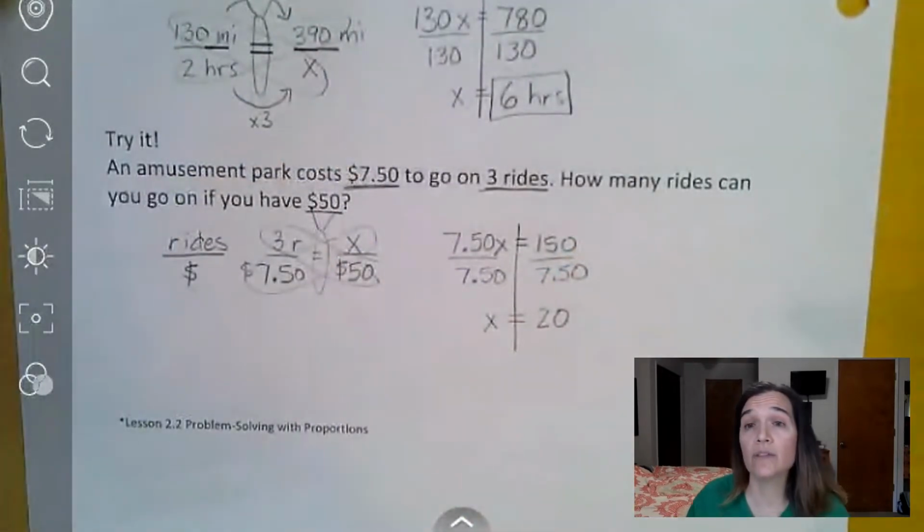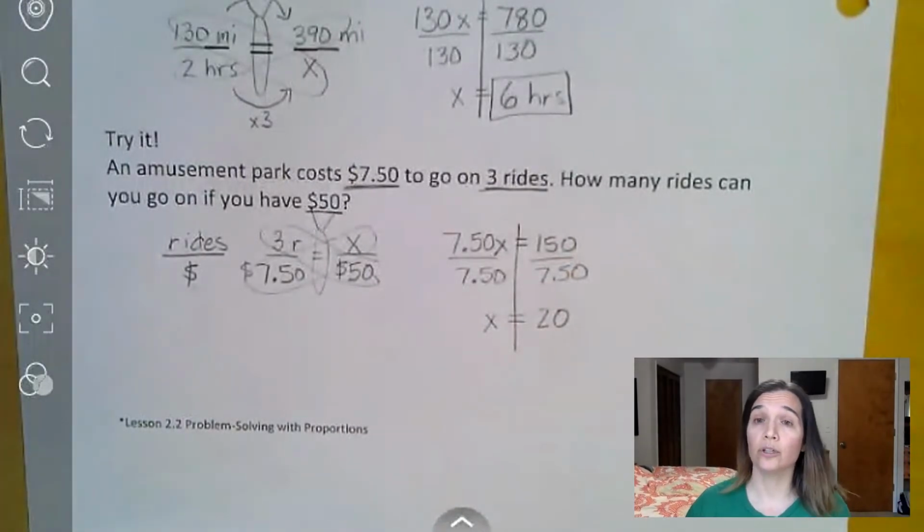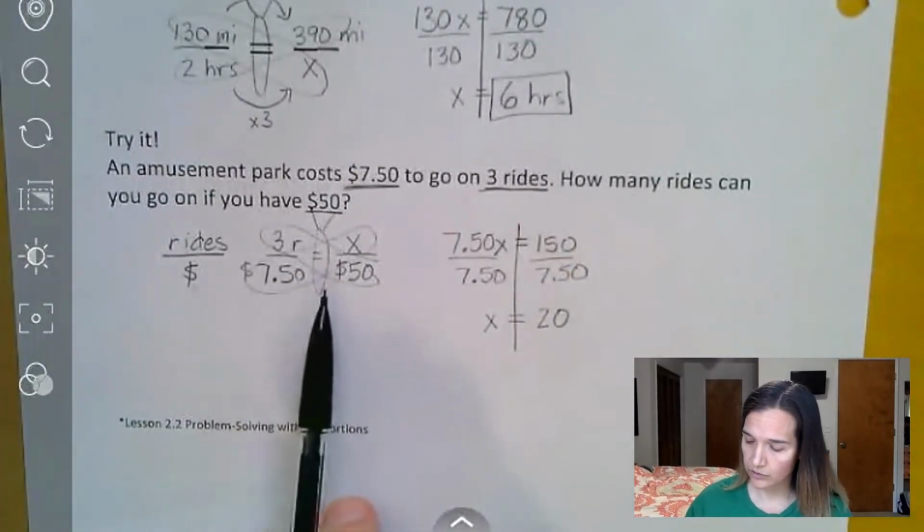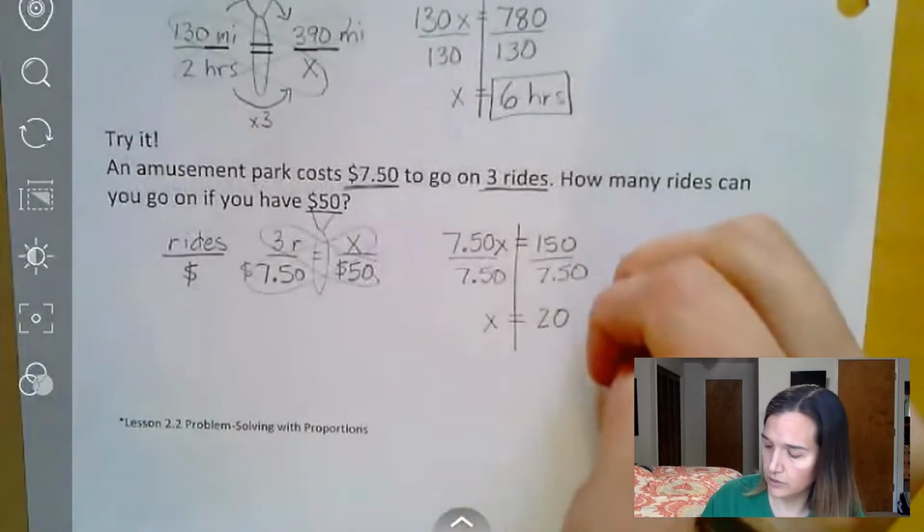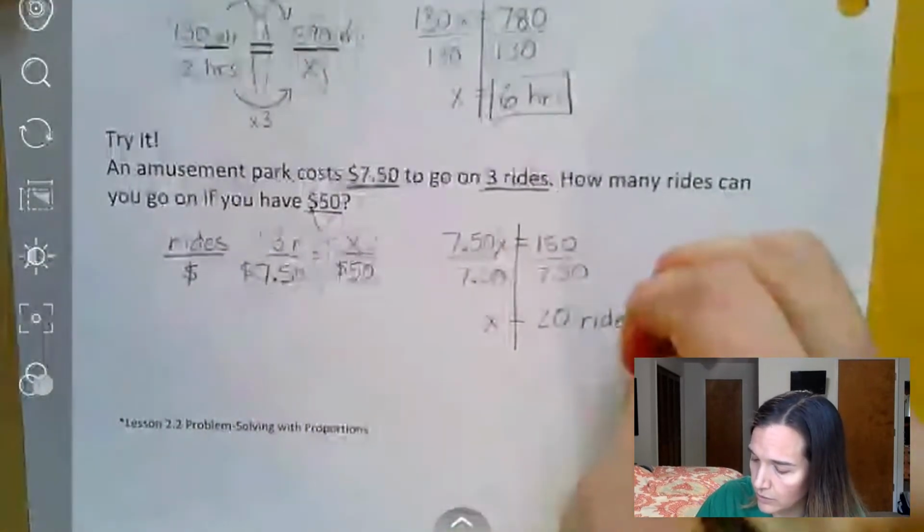And again, remember, this is a word problem looking for units. So in this case, we're looking for the number of rides. So the answer is 20 rides.